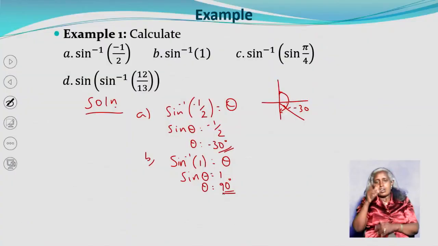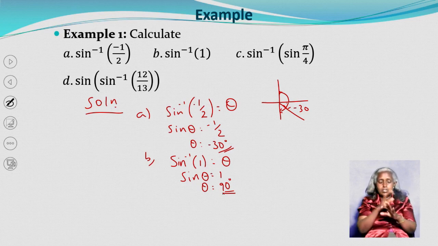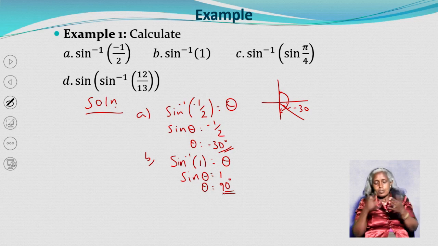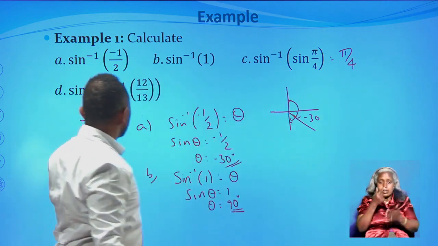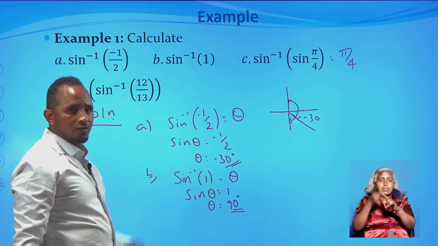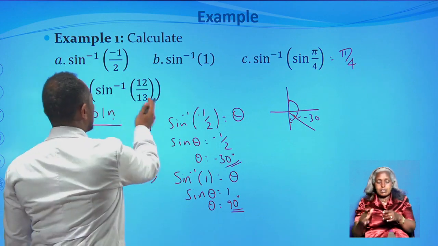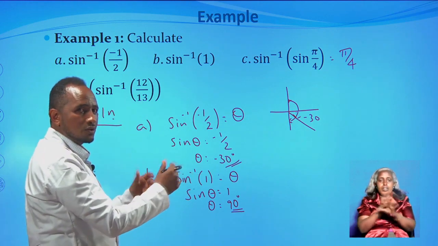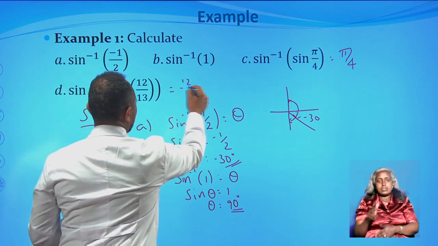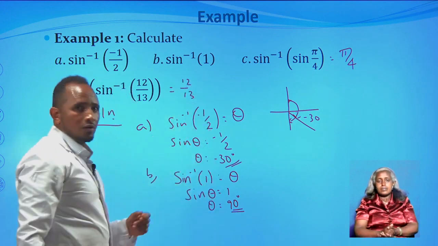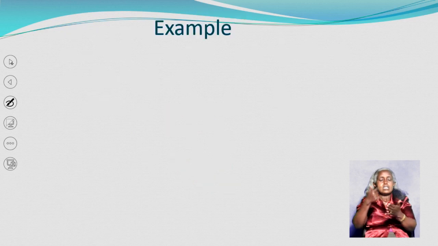And here, sine inverse of sine pi over 4 is a composing function. It gives itself, so the answer will be pi over 4 for this case. And here, sine inverse of sine of 12 over 13 is also a composition of a function with its inverse. So it gives you 12 over 13. Okay, now let's continue to the next example.